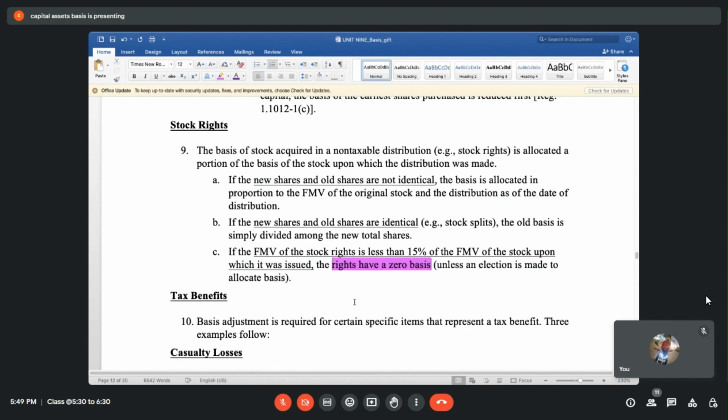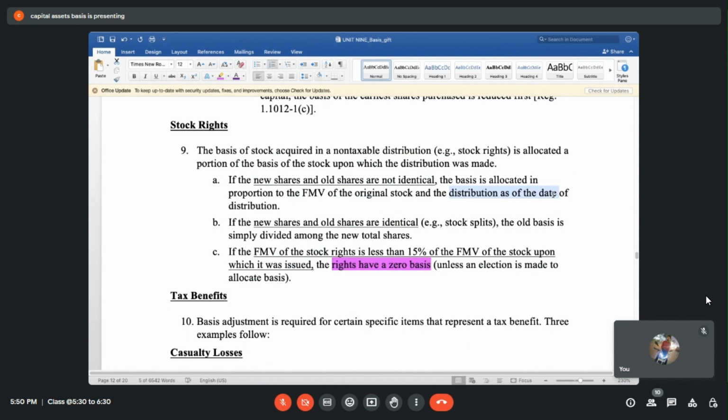Right. Fine. So, the first condition: if the new shares and old shares are not identical, then we take the basis as a proportion of the FMV on the distribution date. So we need to see what the FMV was when this distribution happened, right? Because this is a non-taxable transaction, we're using the same basis, just splitting it up in the proper ratio.